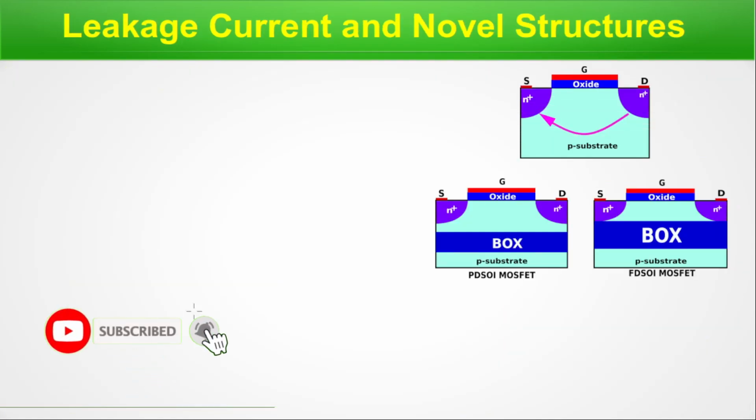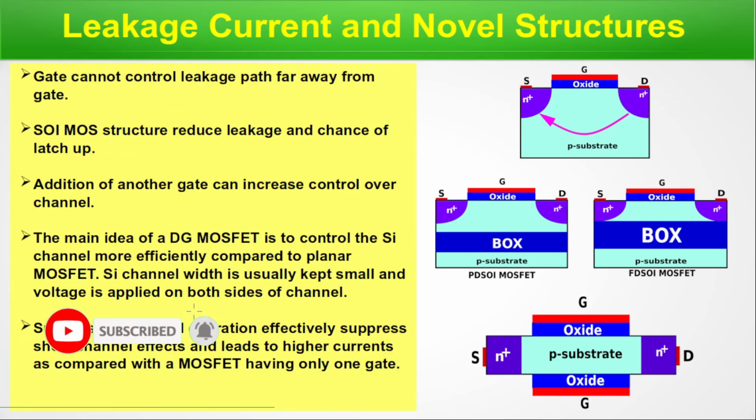Leakage current and novel structures. We know leakage current is one of the biggest problems of deep submicron and nanometric devices. As device dimension is reducing, leakage current is increasing. The channel is formed here close to this surface. Below that is a path for leakage current. So this area is not in control of this gate electrode anymore. This area contributes to leakage current. The gate cannot control the leakage path far away from the gate.